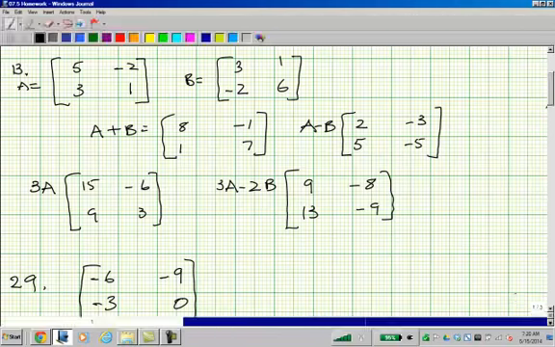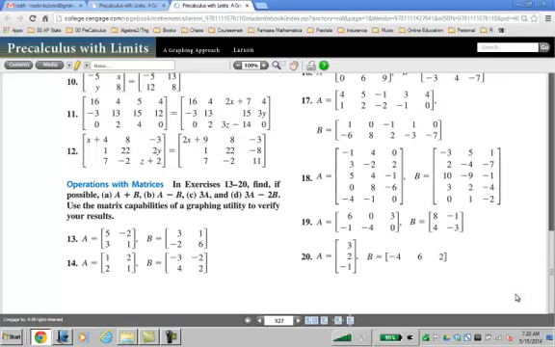So here's A plus B. Just take the corresponding elements and add them together. 5 plus 3, negative 2 plus 1, 3 minus 2, 6 plus 1. A minus B, it's the same thing. 3A, multiply every element by 3. 3A minus 2B, every element times 3 in A, minus twice every element in B. It's very, very straightforward.